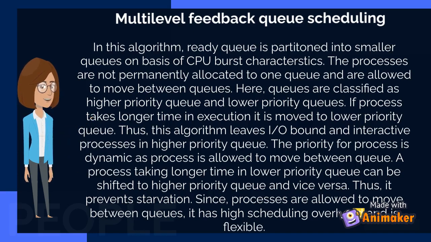The priority for a process is dynamic, as the process is allowed to move between queues. A process taking longer time in a lower priority queue can be shifted to a higher priority queue and vice versa. Thus, it prevents starvation. Since processes are allowed to move between queues, it has high scheduling overhead and is flexible.